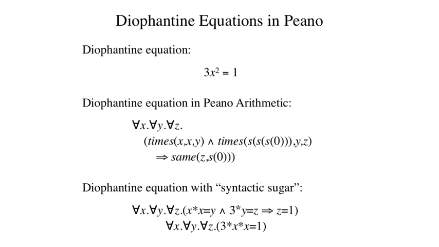Diophantine equations can be readily expressed as sentences in Peano arithmetic. For example, we can represent the Diophantine equation 3x squared equals 1 with the sentence for all x, y, and z, if x times x is y, and 3 times y is z, then z is the same as 1. Okay, now I grant this is a little messy, but it's doable. And we can always clean things up by adding a little syntactic sugar to our language to make it look like traditional math notation, for example, the expression shown here at the bottom.